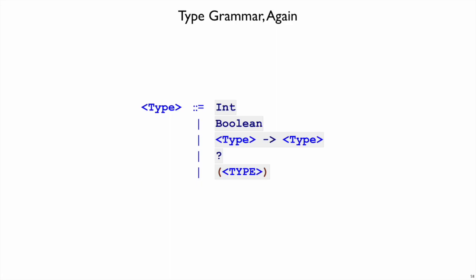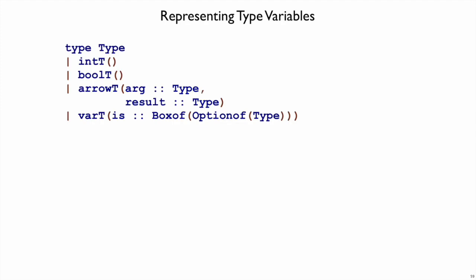Here's a reminder of the grammar that we're working with now. A type is either int, boolean, arrow type, or it's this question mark type. But when we represent it, we don't have a question mark case in our type. We have int, boolean, arrow as before, but now question marks get translated to type variables. So we're going to have a var t, and that type variable needs to support equivalences that are installed later.